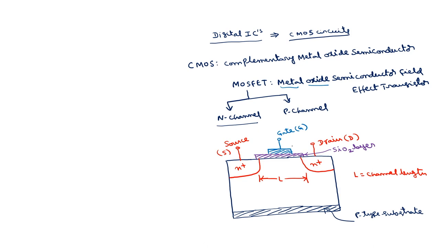That is why the name metal oxide semiconductor. You can see three layers. This is metal, this is oxide, and this is semiconductor. N channel, as the name implies, the channel here is N type, and the substrate here is P type. If we take the P channel, then the substrate is N type and the channel is P type.